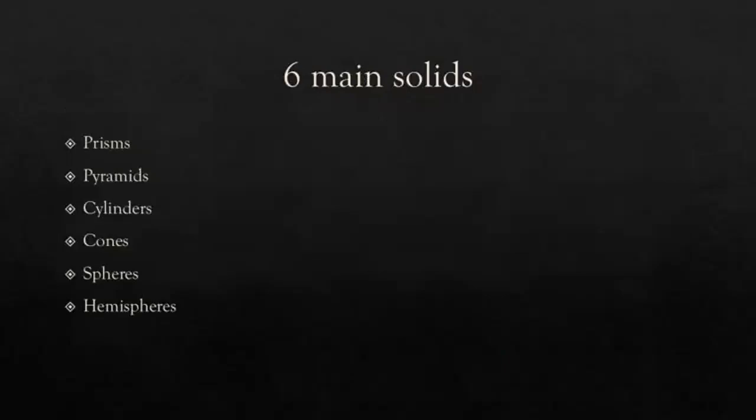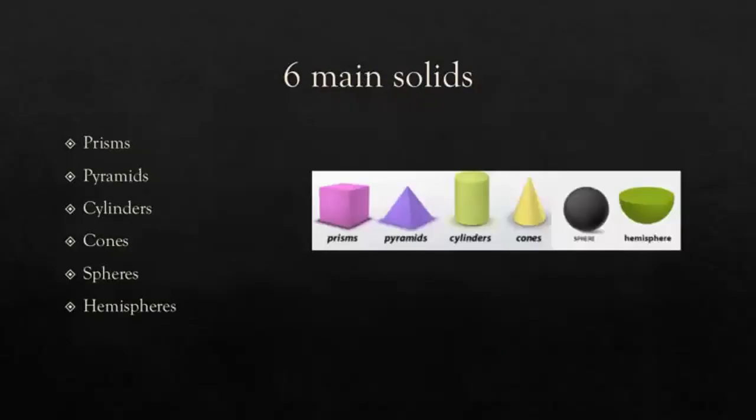There are 6 main solids that we'll be talking about today: prisms, pyramids, cylinders, cones, spheres, and hemispheres. So prisms are like our boxes, pyramids like the great Egyptian pyramids, cylinders like all the cans that we see sitting on the shelves, cones like an ice cream cone, sphere, any type of ball, and the hemisphere, which is really just half of a sphere.